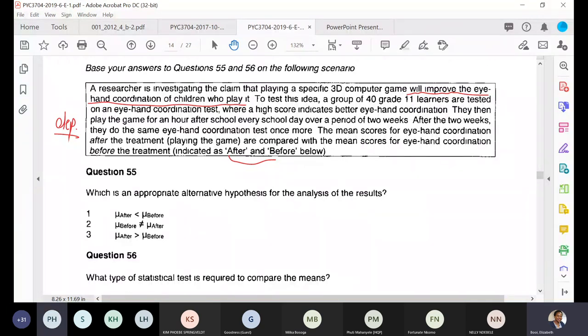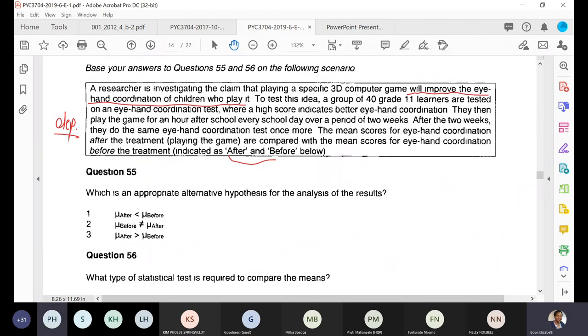Okay. So now let's understand this. All of you are saying almost the right thing. The first thing that you need to check is, what does the researcher want to prove? That's the main thing out of everything. The others will follow. So the researcher here is investigating the claim that a 3D computer game will improve the eye-hand coordination of children who play it.